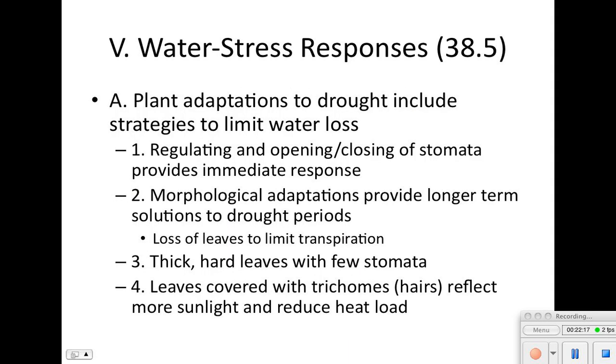Okay. Water stress responses. How in the world do plants adapt to drought conditions, or what strategies do they use in order to limit water loss? So the first one that we just talked about, stomata, and this is for immediate response. So they will regulate and open and close during key times of the day to prevent water loss.